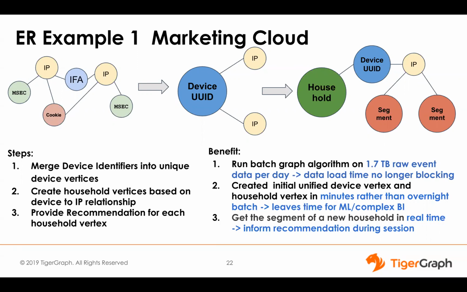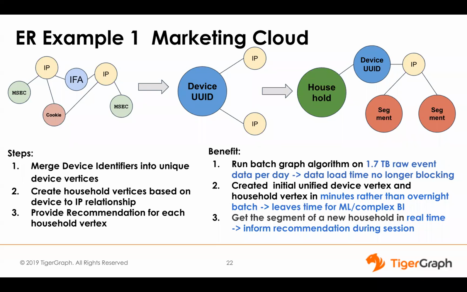They were already doing this, but the problem they had was that they just couldn't do it fast enough. By moving to our product, given 1.7 terabytes of raw event data per day, which is a lot of data because these are really small pieces of information, they found that their data load time moved down to minutes when running continuously, and they could run it multiple times per day. Therefore that was no longer a blocking factor on their ability to expand their business.